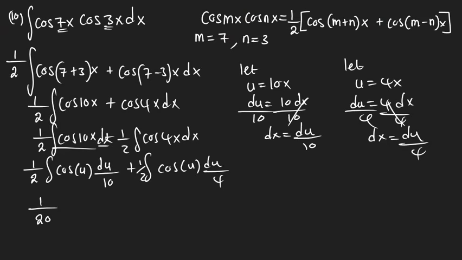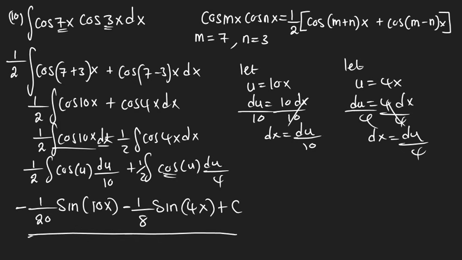Then what is the integral of cosine? Remember, dy dx of cosine was negative sine, so this will be minus sine. What was u? The u was the 10x for this part. Then of course this is going to be minus because we are doing the integral of this, so it's going to be minus 1/8 sine of 4x plus some constant c, and that's how you evaluate that.